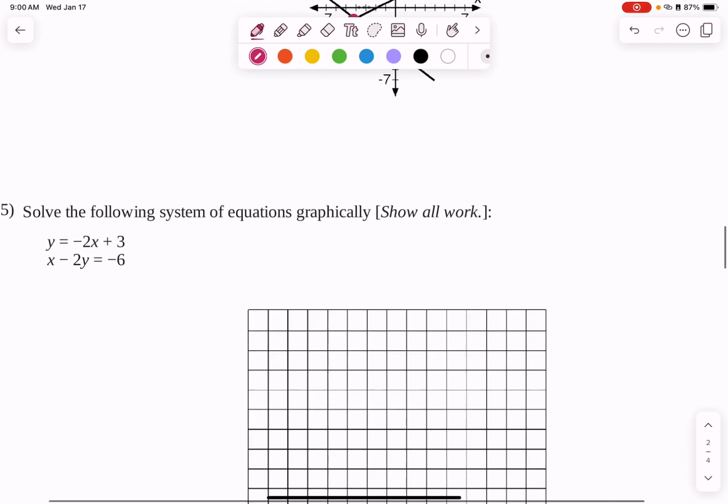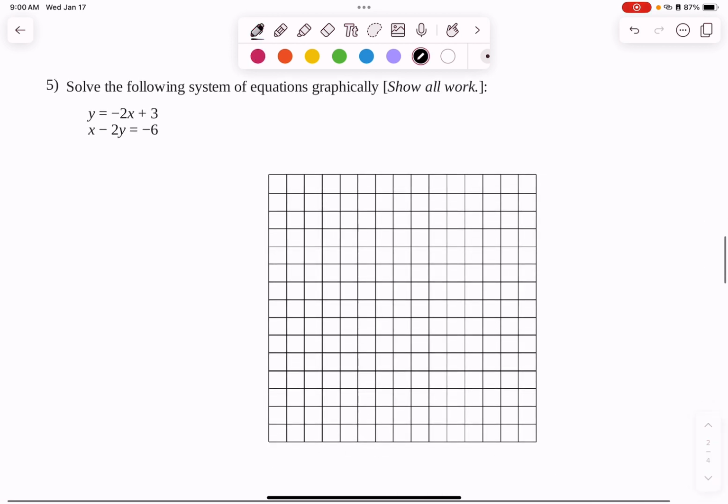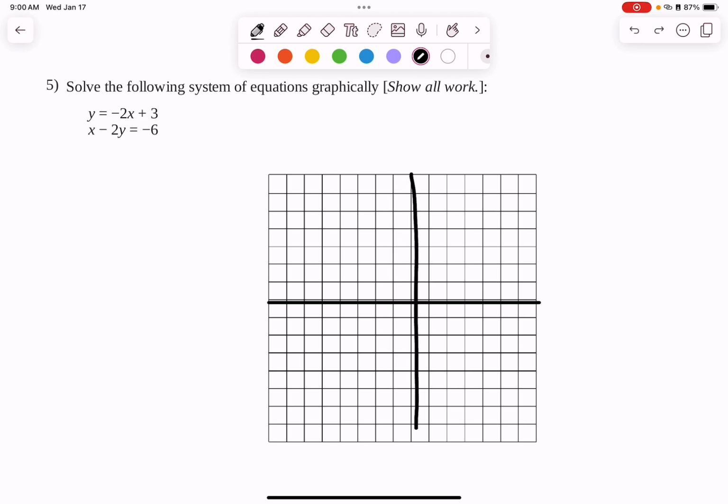Let's look at this one. Solve the following system of equations graphically. All right, let me just make my x-axis and my y-axis. This is my x-axis, and this is my y-axis. All right, let's look at the first one. Y equals negative 2x plus 3. For this one, the number that's by itself, that's 3. So that means I'm going to start by going up 3. 1, 2, 3, and I'm going to put a point. Then my slope is negative 2 over 1, which means I'm going to go down 2 and to the right 1.